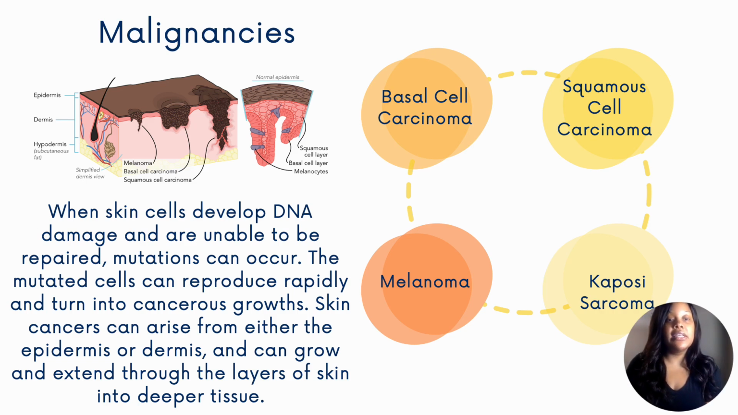Skin cancers are malignancies. When the skin cells develop DNA damage and are unable to repair, mutations can occur. The mutated cells can reproduce rapidly and turn into cancerous growths. Skin cancers can arise from either the epidermis or the dermis and can grow and extend through the layers of the skin into your deeper tissue. So we're going to talk about basal cell carcinoma, squamous cell carcinoma, melanoma, and Kaposi sarcoma.